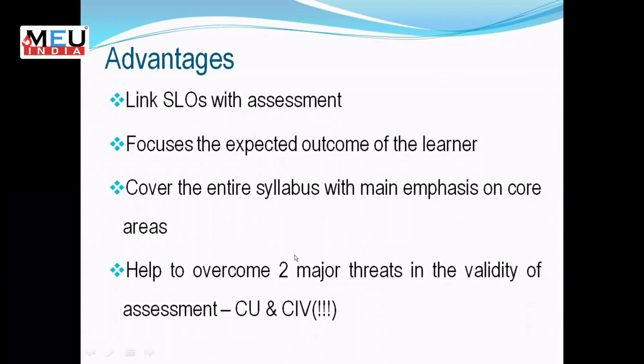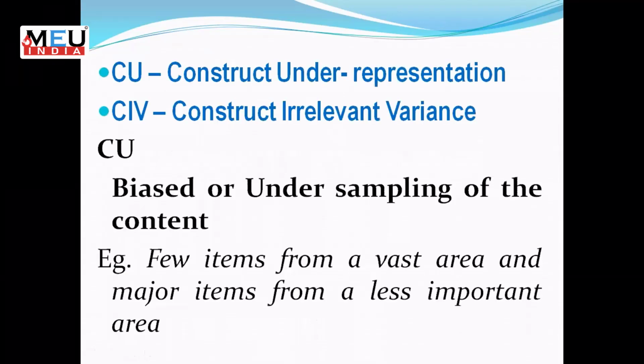We'll see here what CU and CIV are. CU is construct under-representation and CIV is construct irrelevant variance. These are two new terms we may not be familiar with. Many people would have heard about this, and for the few people who are new to this, we will get to know what construct under-representation and construct irrelevant variance are. First, construct under-representation.